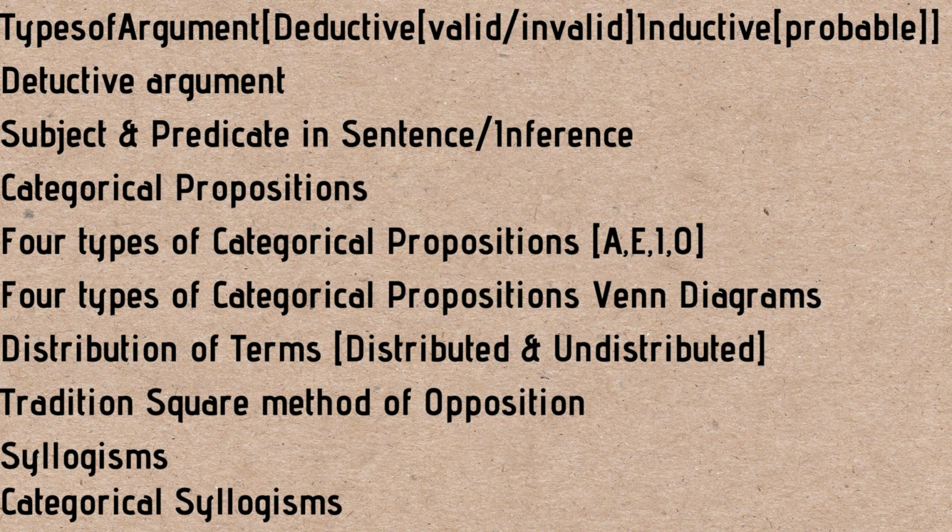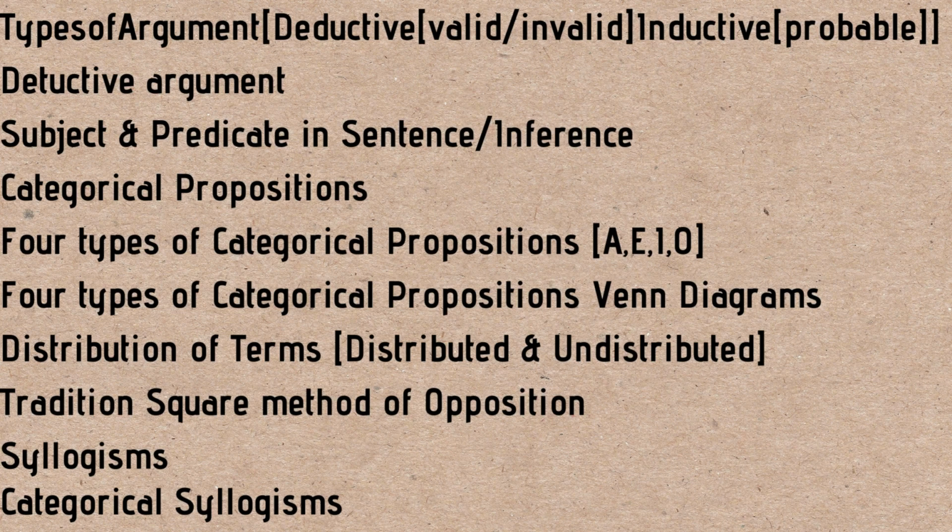So in classical logic, we have seen about deductive argument, and we have also seen about subject and predicate in a sentence or inference. And we also saw categorical propositions in classical logic, and we have four types: A type, E type, I type, and O type. So what are A, E, I, O? Universal affirmative, universal negative, particular affirmative, and particular negative.